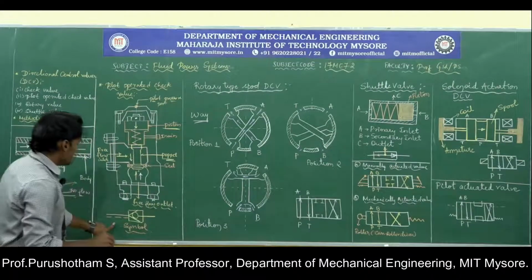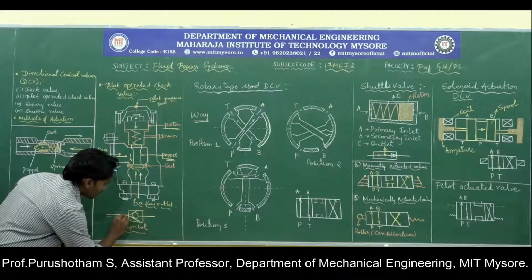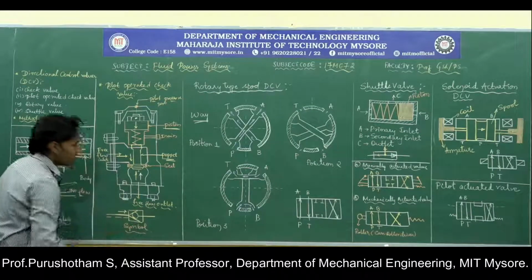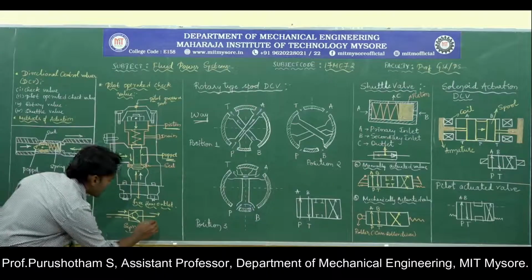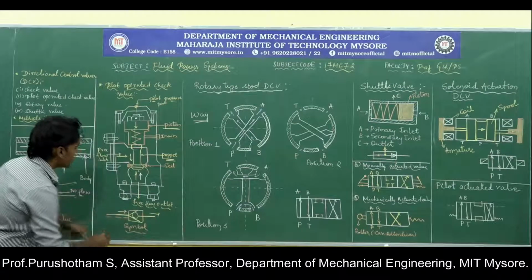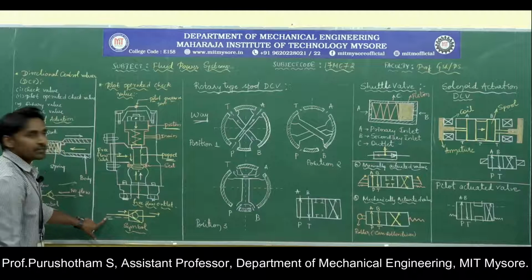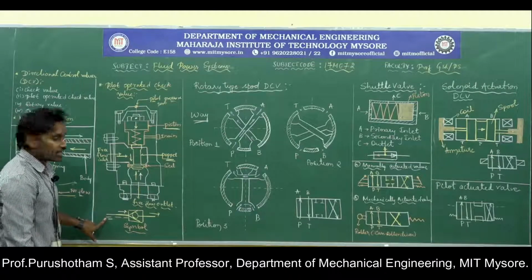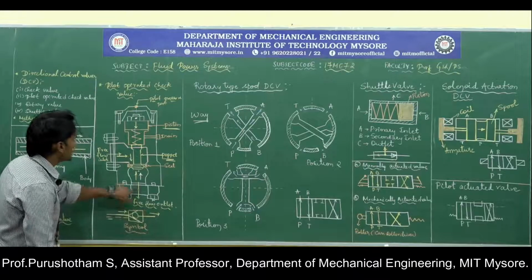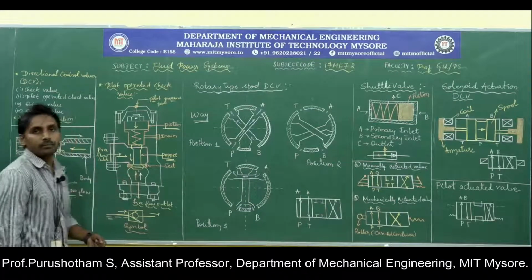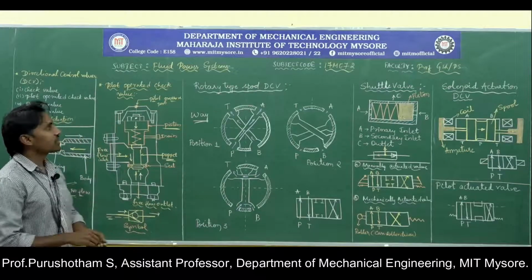If you see the symbol, this will be the free flow of the fluid from this end to this end. For the opposite direction, from outlet to inlet, we are using this symbol. This represents the pilot pressure line. By using the pilot pressure line, we can flow the fluid against the poppet. So this will be about the pilot operated check valve.